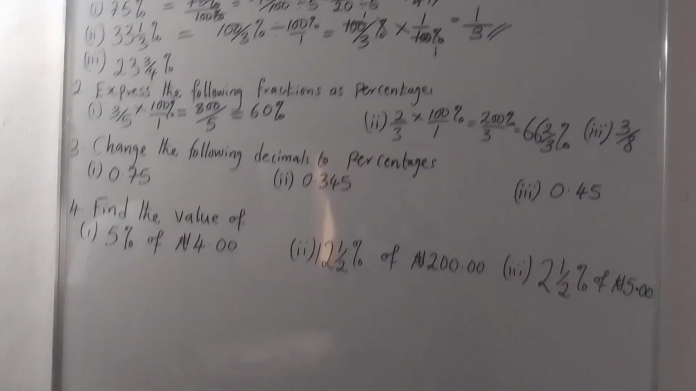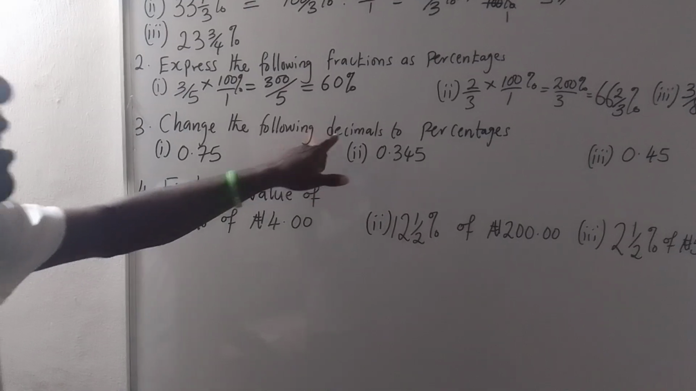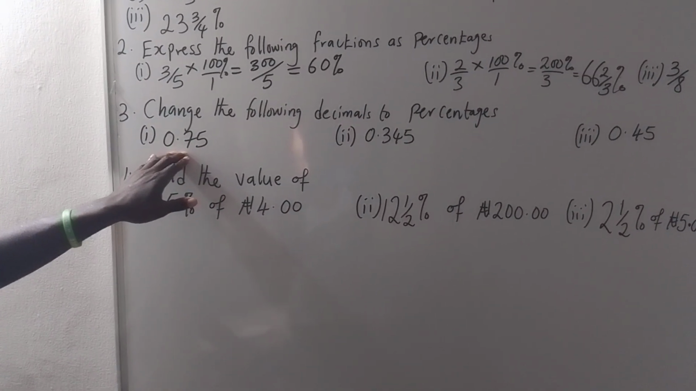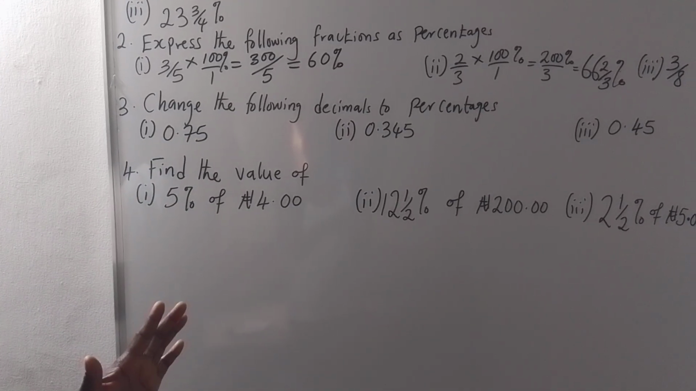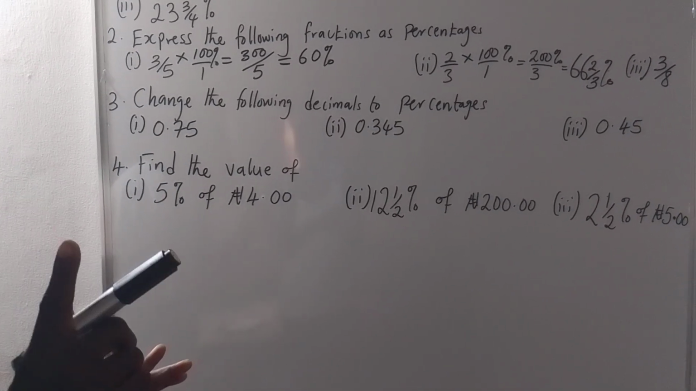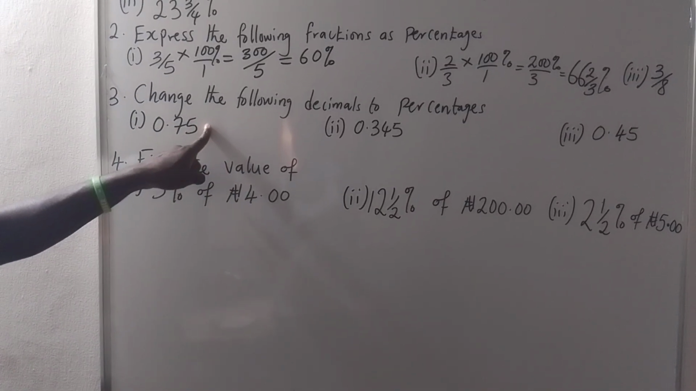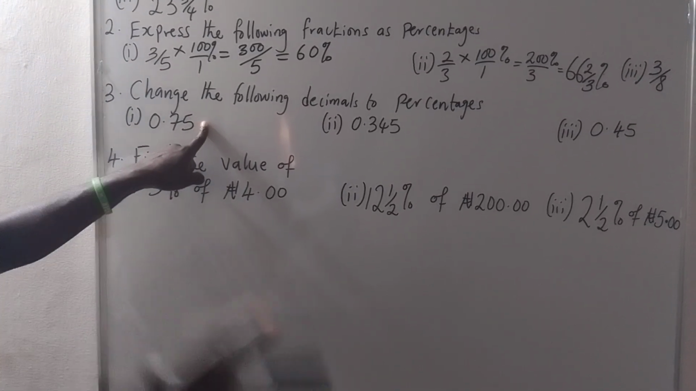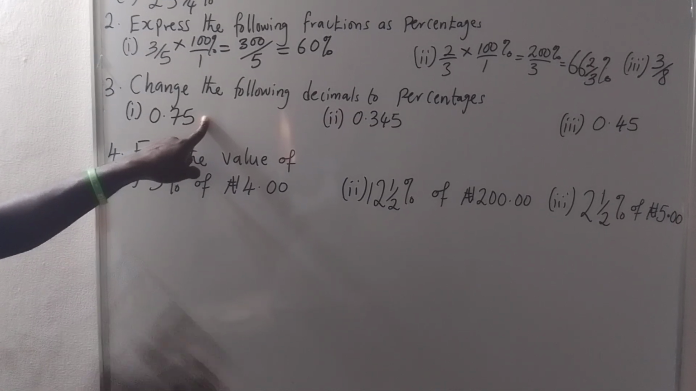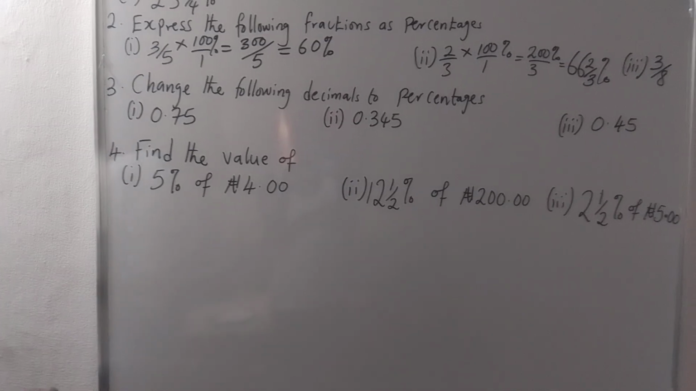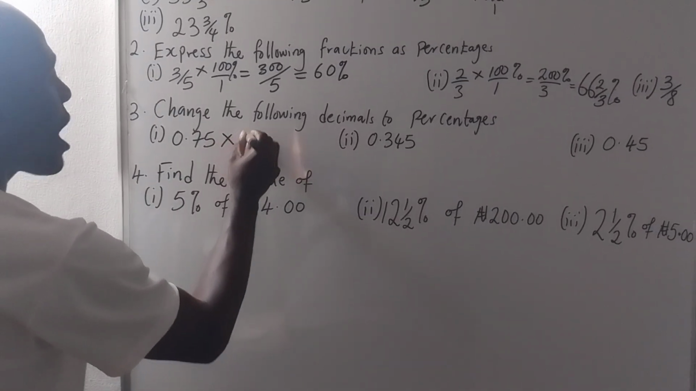Now, let's look at another one. Change the following decimals to percentage. Obviously, this is a decimal number, but it has no percentage on it. The first thing to come to your child's mind is to multiply by 100. Anytime a number is given to you and there's no percentage on it, multiply by 100 to solve it. But if your question has a percentage, we divide by 100. So we multiply by 100.